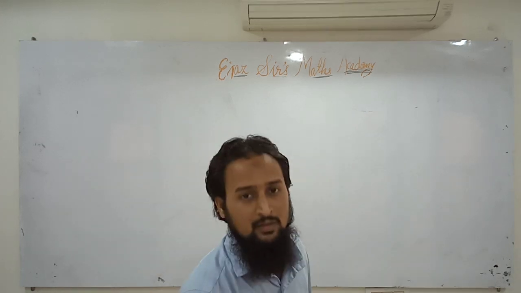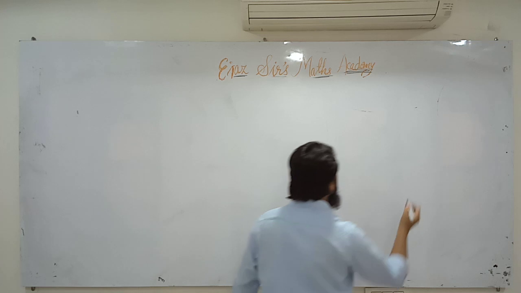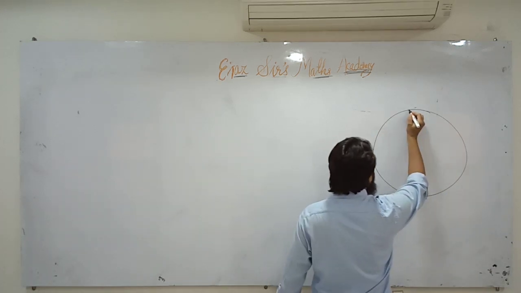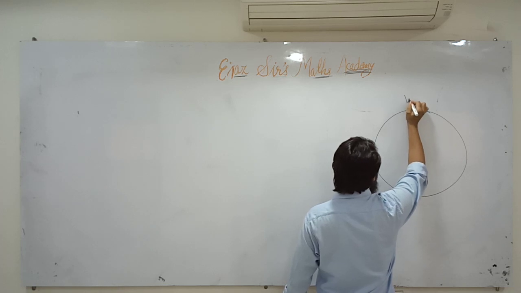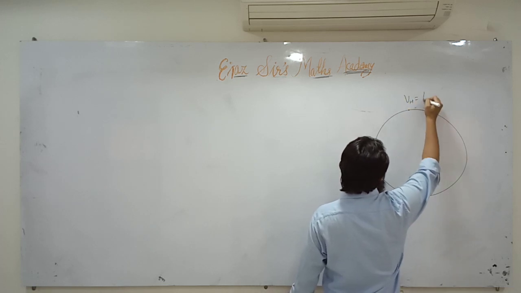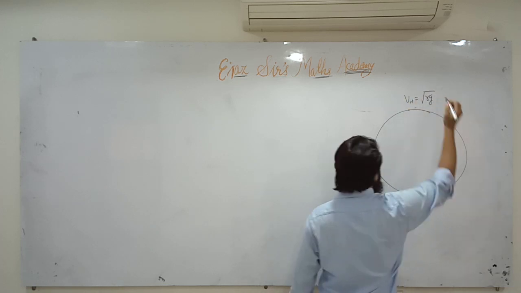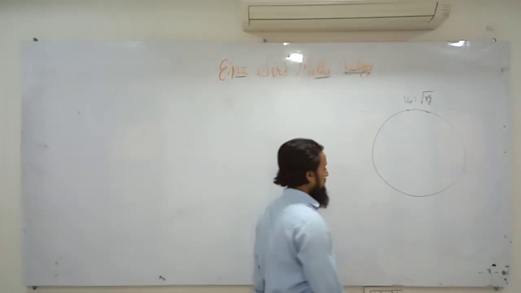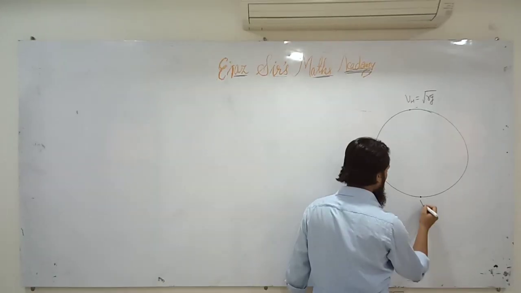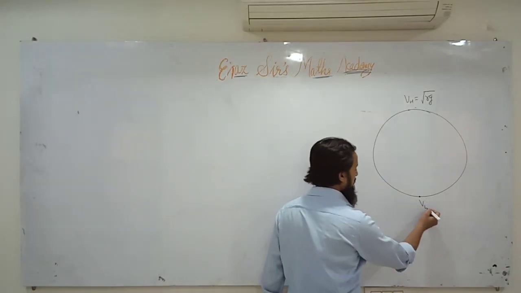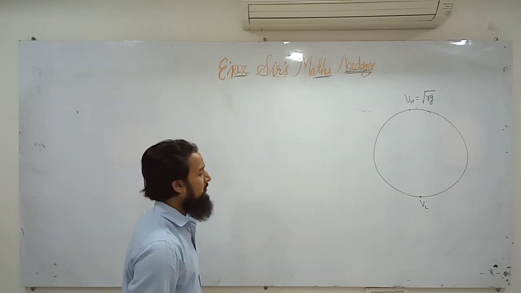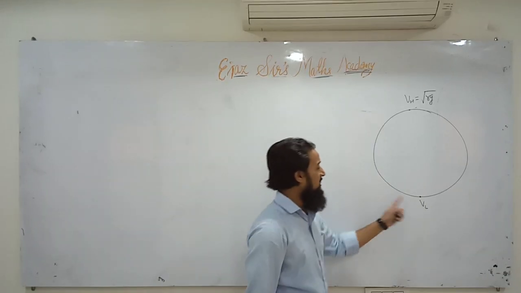Let us see. We know this is the circle. At the highest position, it is well known to us the velocity should be root rg, minimum velocity. If it is greater than root rg, it's a very good thing. Here the velocity at the lowest position, let us suppose, should be VL, and we have to find the value of VL. We have to find how much should be the velocity here.